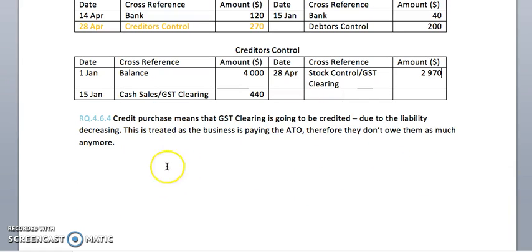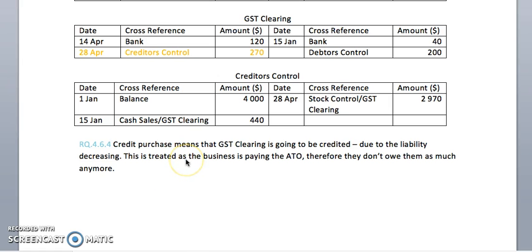So this is talking about how we are affecting the GST liability. It's going down because we are paying the ATO, therefore we don't owe them as much anymore. Okay, so I'm going to stop this video here. I'm going to do a very, very short video on the GST clearing account.